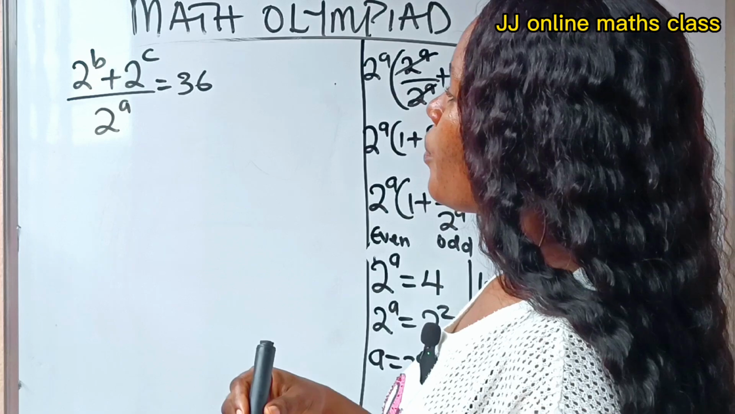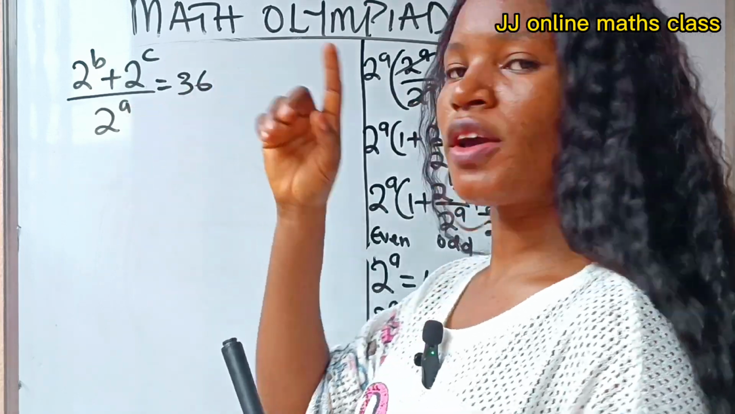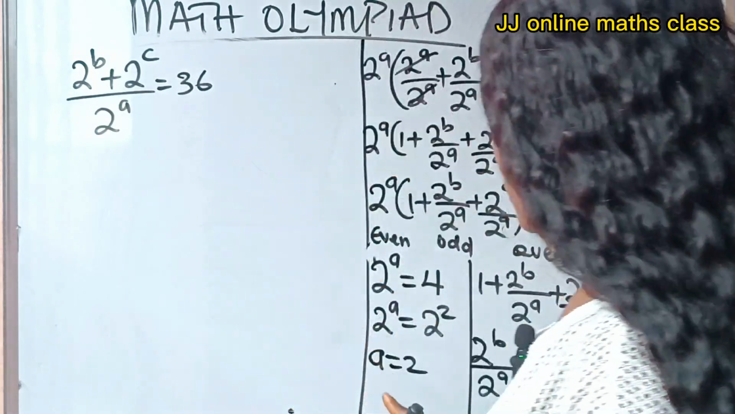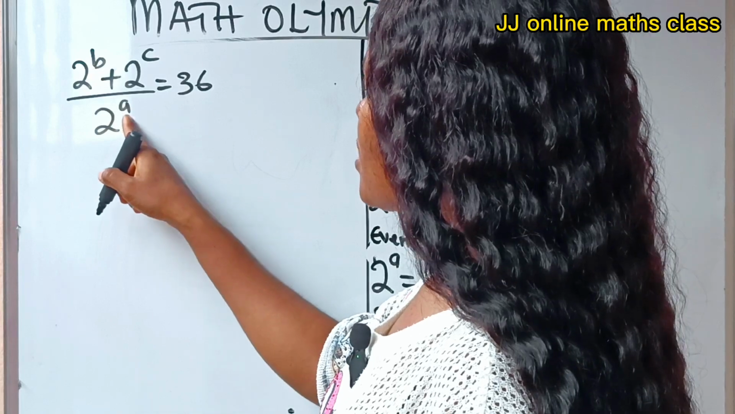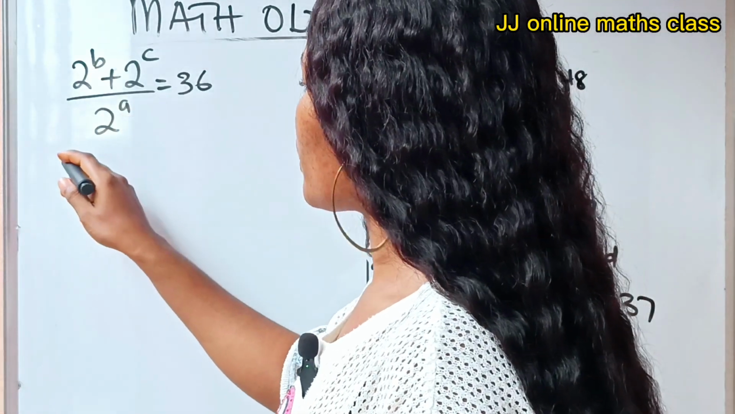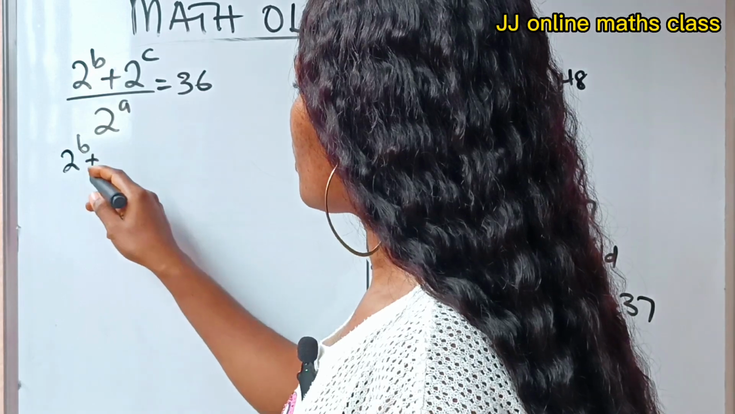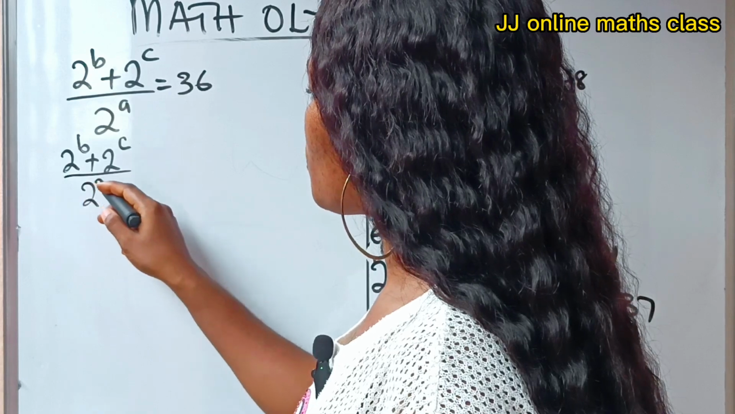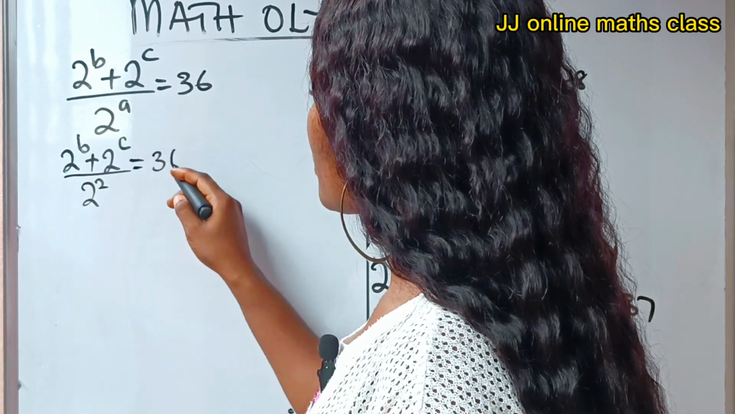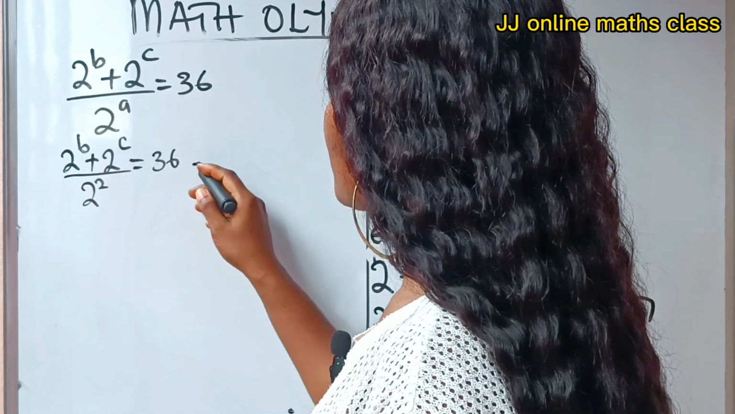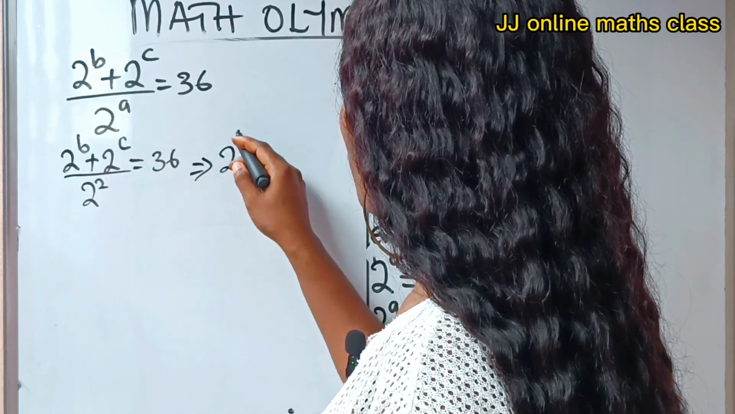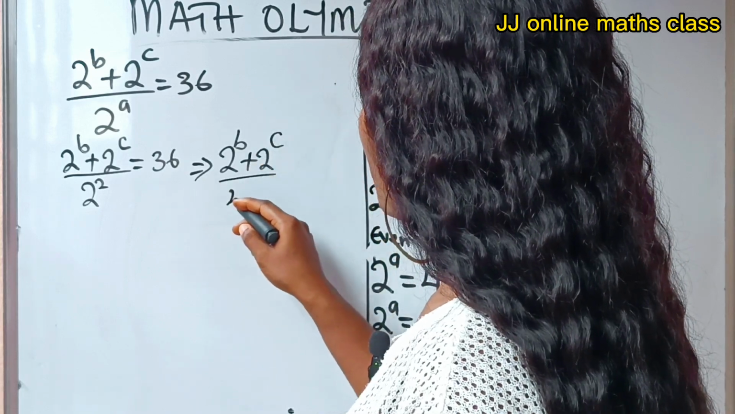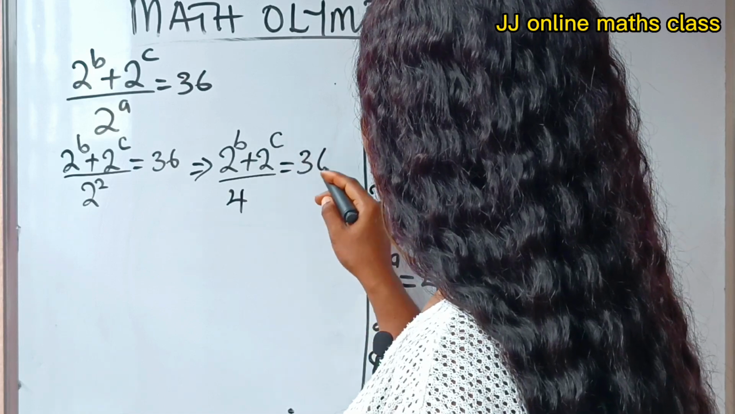Then let's go. Now remember that we found the value of a to be 2. Let me write it somewhere. A is equal to 2 here. So we can now replace a with 2 here. So we now have 2 to the power of b plus 2 to the power of c divided by 2 to the power of 2 is equal to 36. So we can now rewrite this as what? 2 to the power of b plus 2 to the power of c divided by 4 is equal to 36.